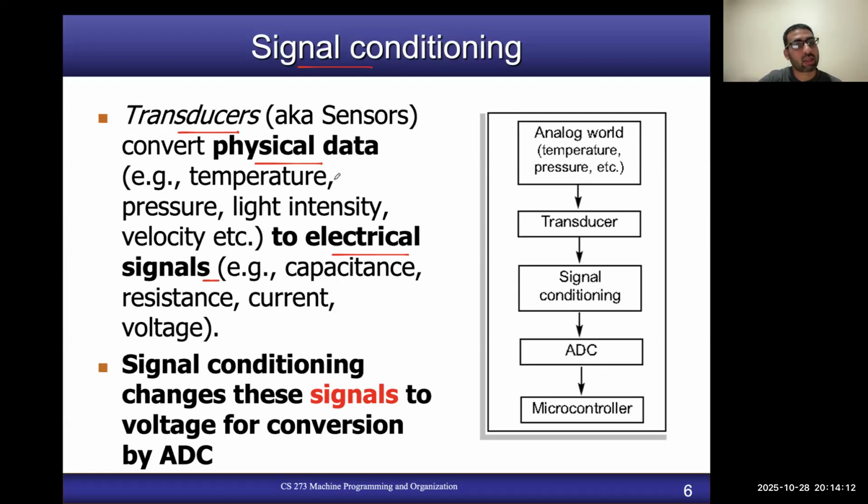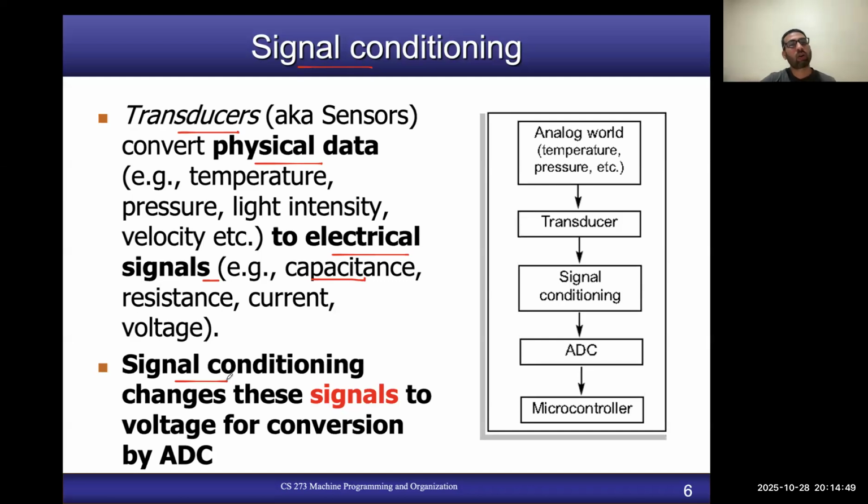For example, if there is a sensor which is converting temperature into capacitance, or temperature into resistance, or light intensity into current, we cannot feed that electrical signal, for example, capacitance or current, as an analog input to the ADC, because the ADC accepts only a voltage signal as input. So we need to convert those other electrical signals into equivalent voltage, right? And this process is known as signal conditioning.